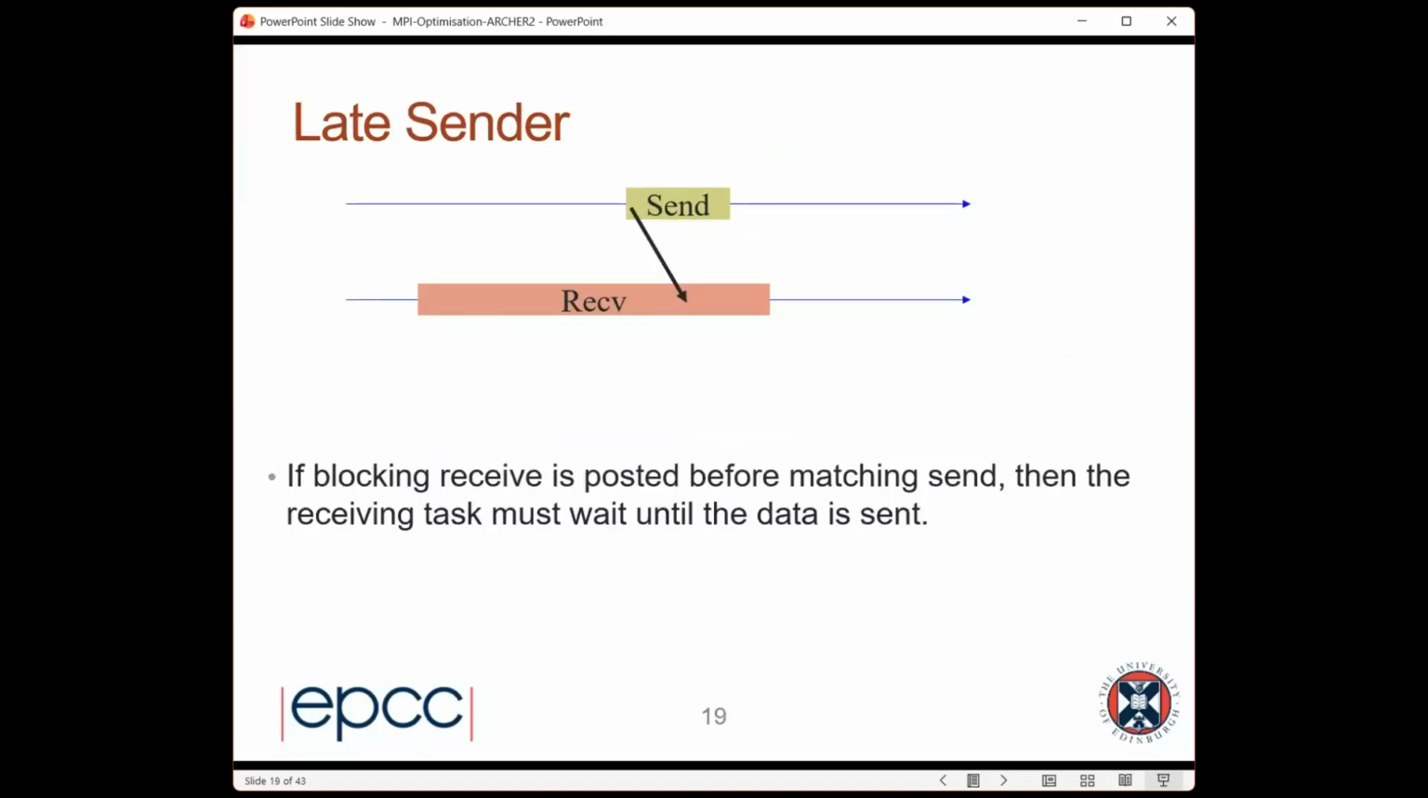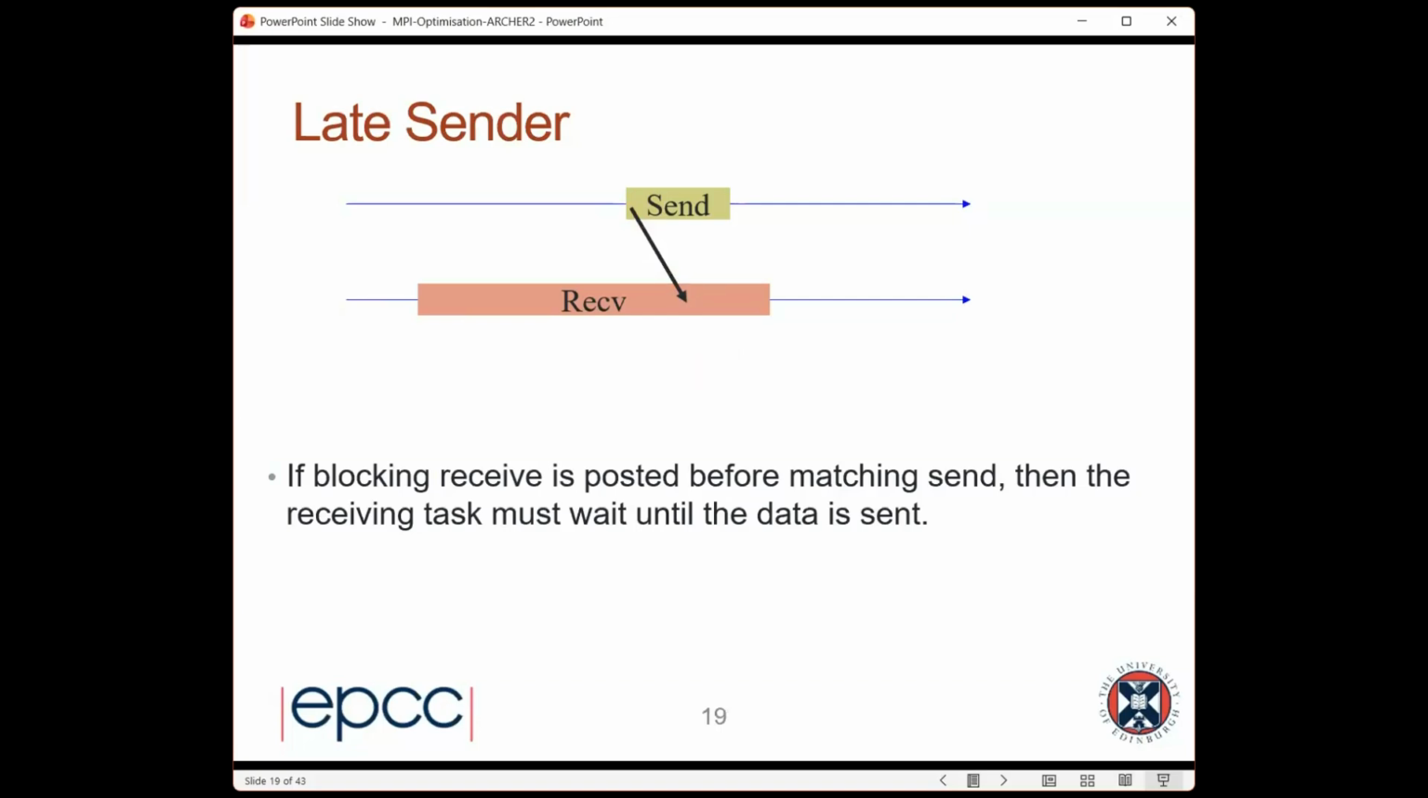A classic one is a late sender. If you do a blocking send, so that could be a synchronous send, or it could be a very large standard send, which is above the eager limit. Sorry, I got this the wrong way around. Time is going from left to right here. We have a sender and a receiver. A late sender is when a receive has to wait on the send. You've issued a receive and you're expecting a message, but the sender is coming in late, and so the receive has to wait until the send happens.